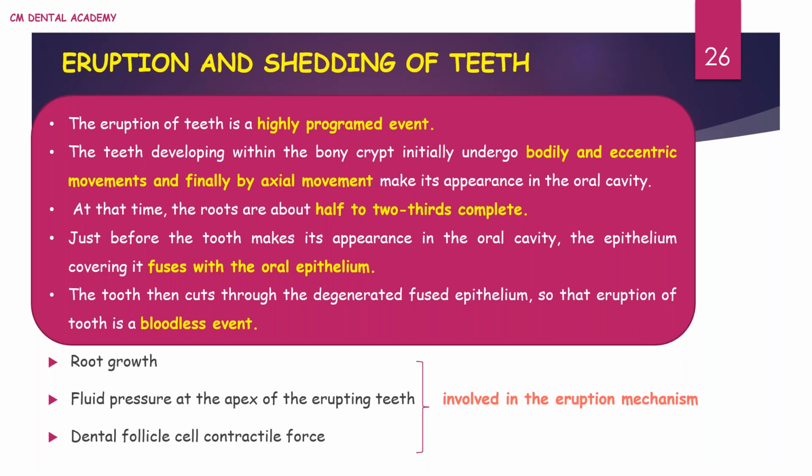There is a sequence of events in how this all occurs. I have just briefed you the important points here. What exactly happens? The factors involved in eruption of the teeth include root growth. There has to be almost two-thirds of the root formation complete. Once it is complete, fluid pressure builds at the apex of the erupting tooth. That fluid pressure helps in movement of the tooth towards the occlusal plane.